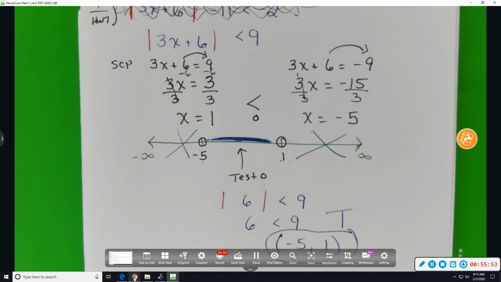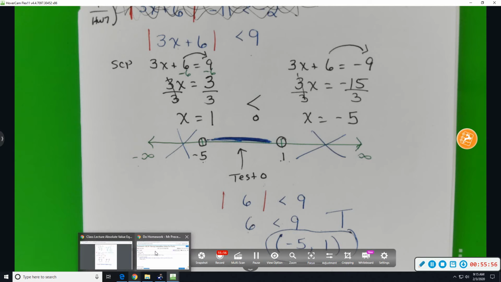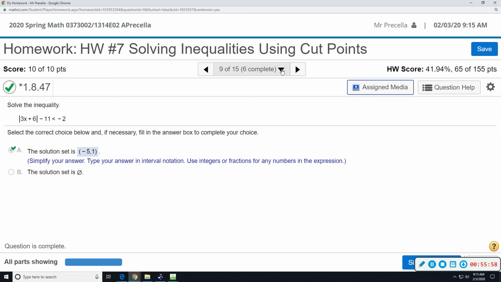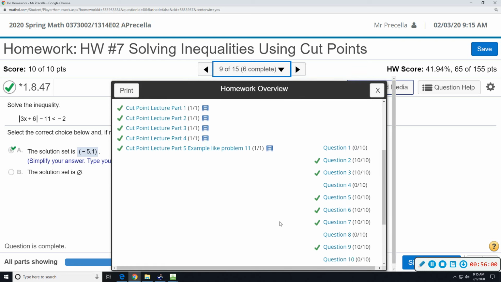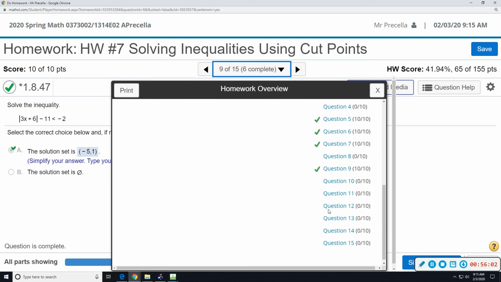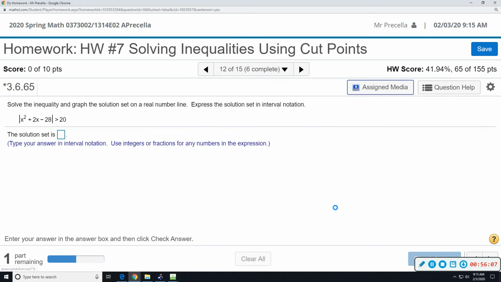I want to do one more example and then we'll take our break. So we might be taking our break closer to 9:30. Okay? So I'm going to do problem number 12.